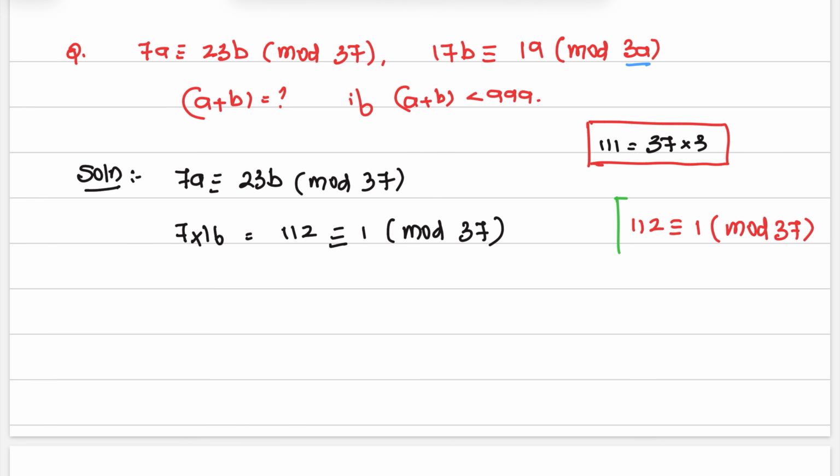Did you get this? Why have we taken 112? Because we have to find out a. To find out a, we have to find out 7 inverse, because here 7a is there, not direct a. We have to find the inverse modulo. Are you able to understand this step? If not, I have explained the inverse modulo in my previous lectures. A lot of lectures are there on number theory in the same channel. Please see them if you have any doubts, and please write in the comments section. I will reply.